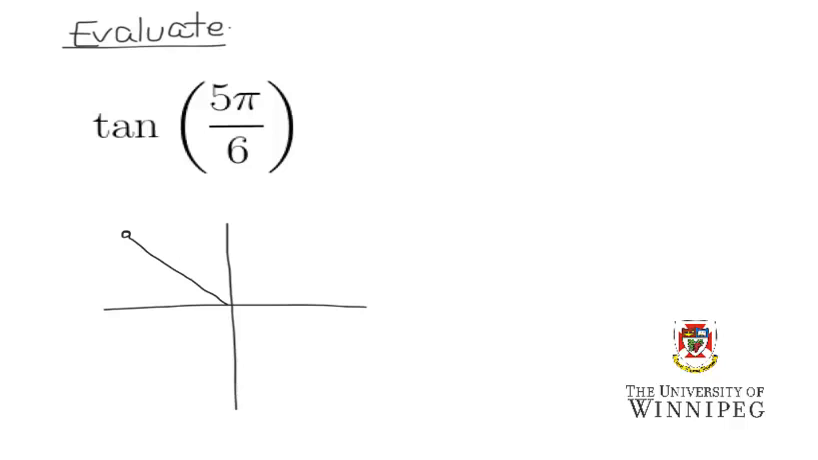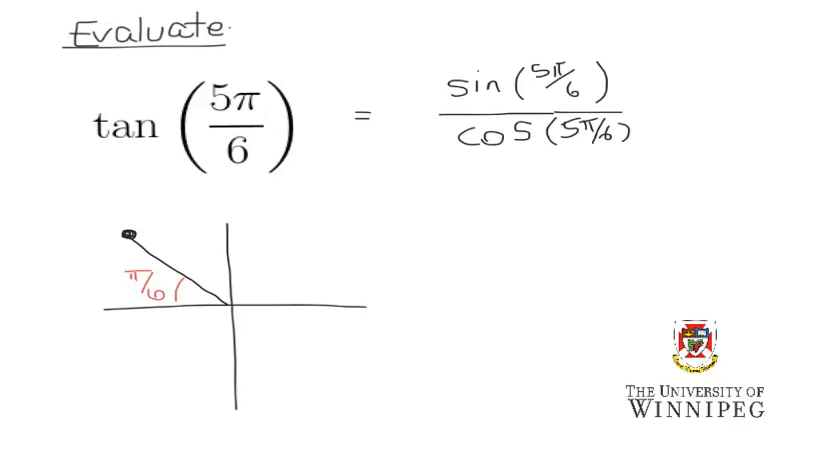So let's go ahead and mark that in quadrant 2. That's going to give us an angle down here of π/6. We know that if we think of this length as length 1, then this point here is going to lie on the unit circle, which means that the x-coordinate of this point is going to be cosine 5π/6, and the y-coordinate of this point is going to be sine of 5π/6. Now we know that tangent is the y-coordinate over the x-coordinate, or in our case sine 5π/6 all over cosine of 5π/6.